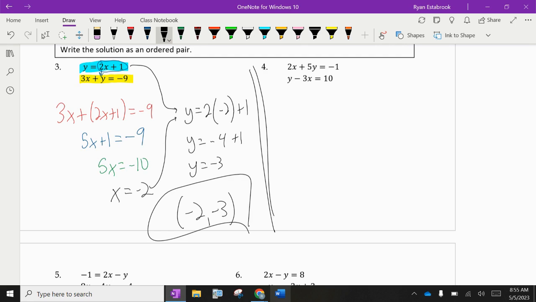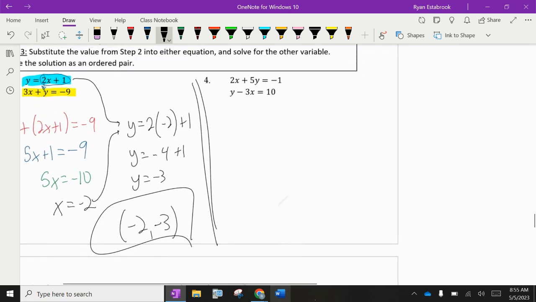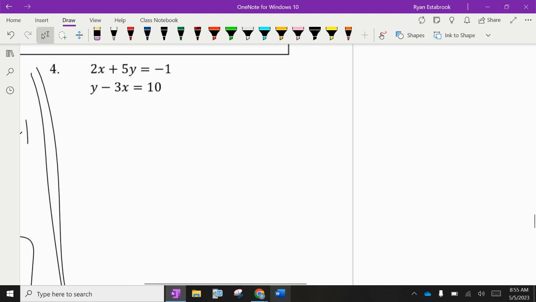When do we want to use substitution? If in the two equations, there is one variable that has a coefficient of 1 in front of it. This blue one was already solved for y. It was nice and set up for us. In number 4, I see x in 2 locations. I see y in 2 locations. Which one of these variables, x or y, in which equation, the first one or the second one, should we solve for? Is it going to be the easiest to get by itself?